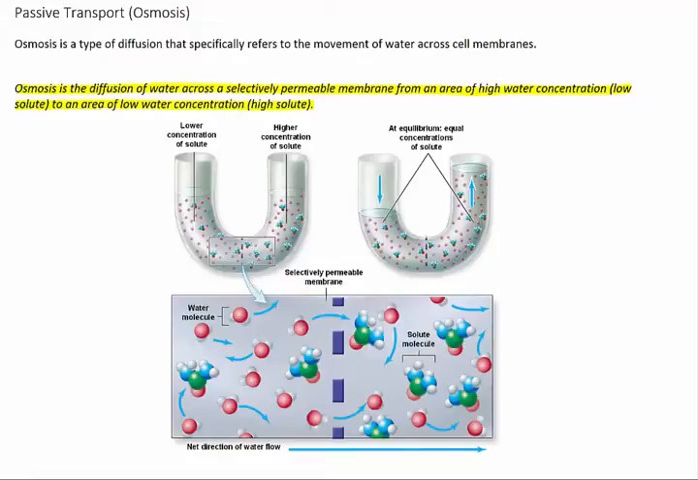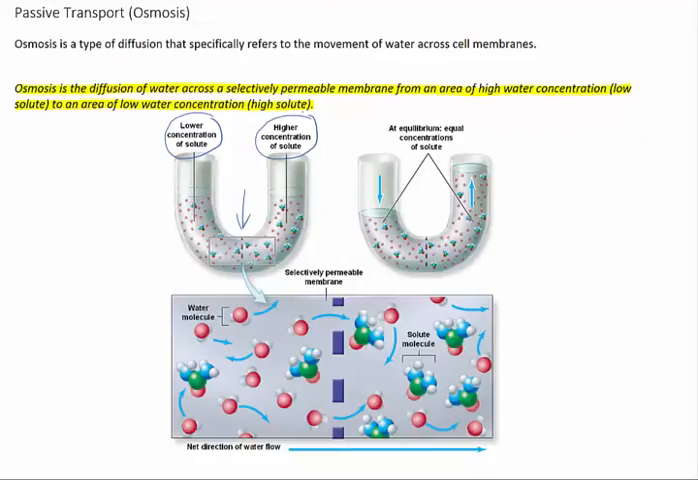This diagram illustrates how osmosis works. If you had a tube in the shape of a U like this, and you put a selectively permeable membrane in the middle of it, and on one side of the tube you had a lower concentration of solute dissolved in water, and on the other side you had a higher concentration of solute dissolved in water. And the selectively permeable membrane only allows the water molecules to get through the membrane and not the solute molecules.